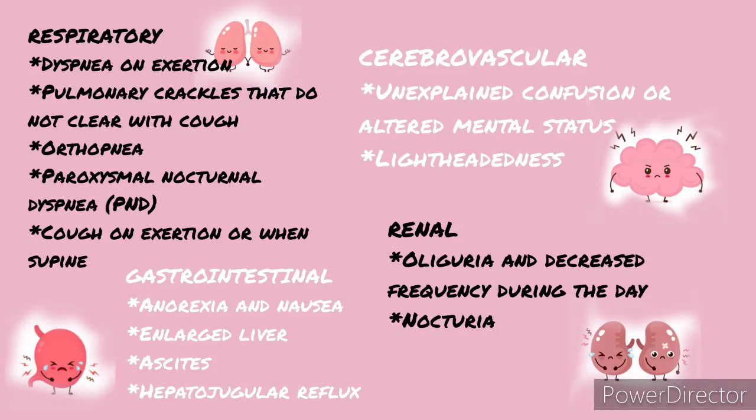Cerebrovascular: unexplained confusion or altered mental status, and lightheadedness. Renal: oliguria and decreased frequency during the day, and nocturia. Gastrointestinal: anorexia and nausea, enlarged liver, ascites, and hepatojugular reflux.